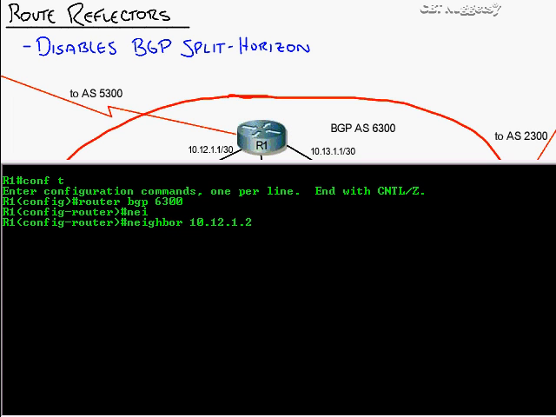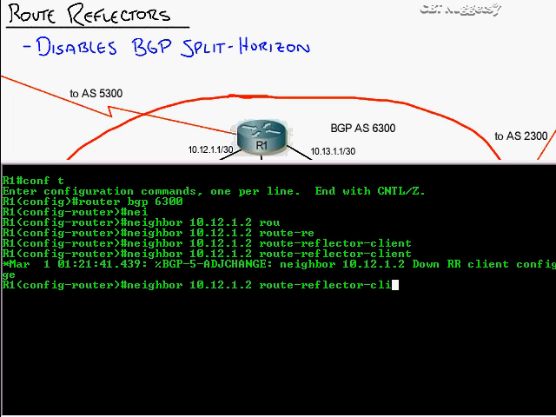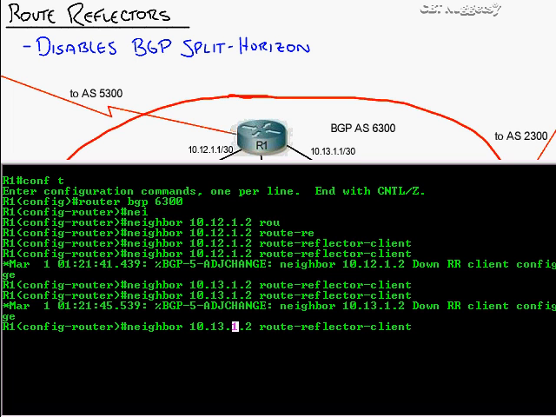So I'm going to say, for that neighbor, they are a route reflector client. Is that it? Yep. That's all there is to it. You just go in there and set each one of those as a route reflector client, and it's essentially disabling Split Horizon to that client.